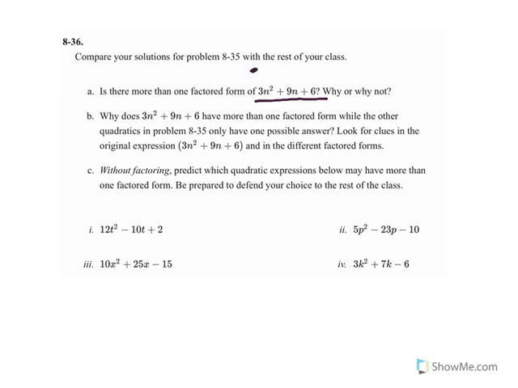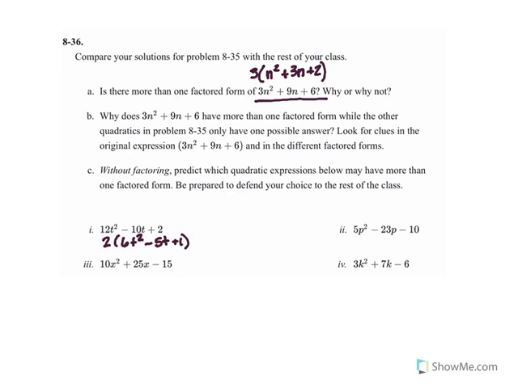So I could actually take a 3 out of all of these. So I'd have 3 times n squared is 3n squared, plus 3 times 3 is 9, and then we have an n, and then 3 times 2 is 6. So I could take that out from the beginning. So now it says, without factoring, predict which quadratic expressions below may have more than one factored form. So we're just going to find which ones we can take something out from the beginning. So I could take out a 2 on here and have 6t squared minus 5t plus 1.